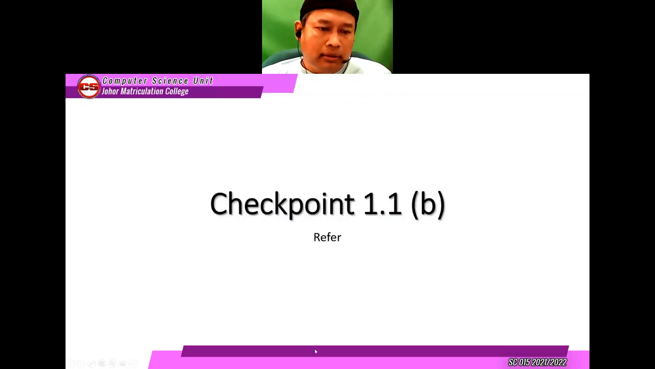All right, so we will go to checkpoint 1.1, a system processing unit. Okay, that's it for the lecture today. I hope you understand what the system concept is.